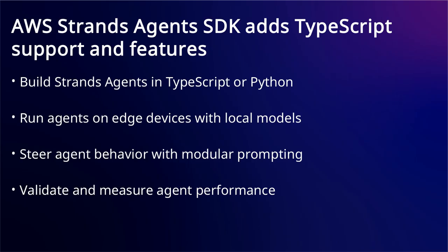The AWS Strands Agents SDK aims to simplify AI agent development. You can now build agents in TypeScript or Python, allowing for broader language support and integration. Running agents on edge devices enables local model usage on small-scale hardware. The new steering feature provides flexible agent control without rigid workflows. Lastly, you can validate agent behavior and measure improvements with the evaluation tools, ensuring confident deployments during development cycles.